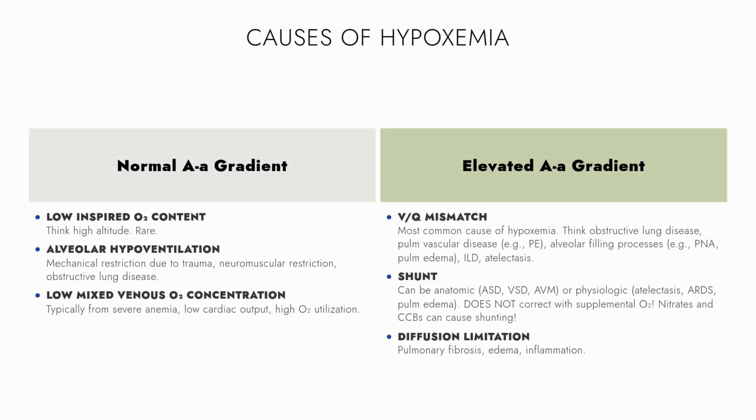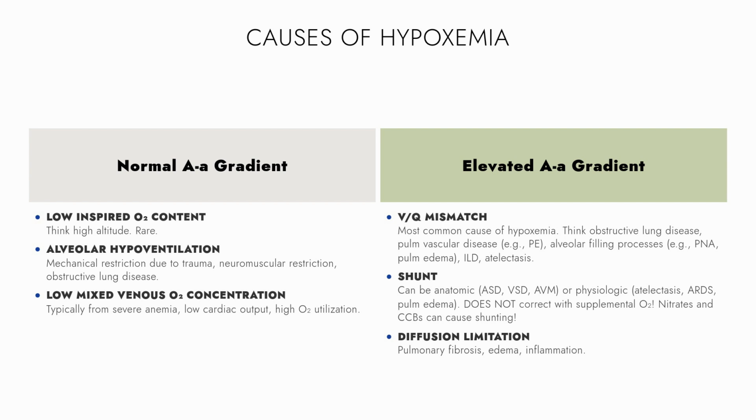Causes of hypoxemia. There are 6 primary causes of hypoxemia, low oxygen in the blood, a vital concept for diagnosing respiratory issues. The slide splits these causes into 2 groups based on the AA gradient, normal and elevated. The AA gradient tells us if the problem is oxygen delivery to the alveoli or its transfer into the blood.